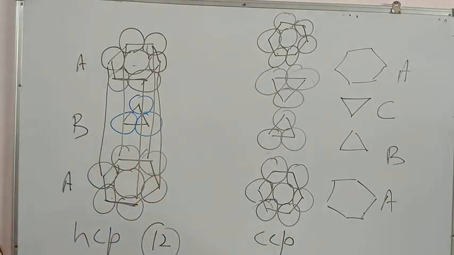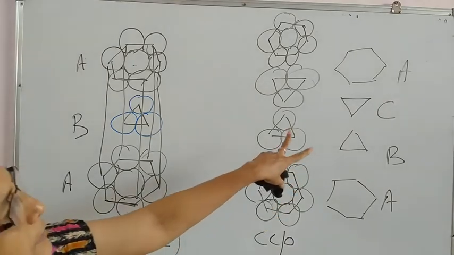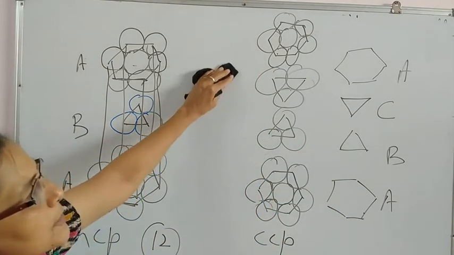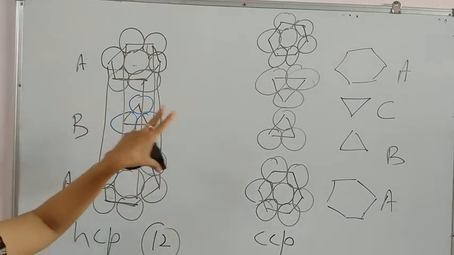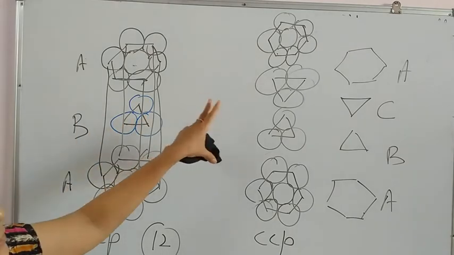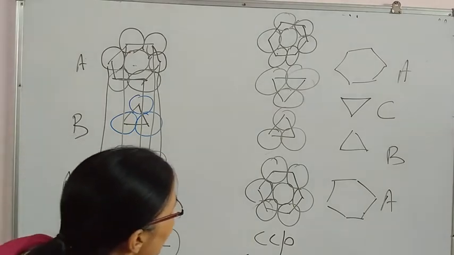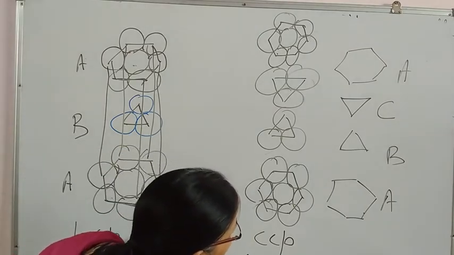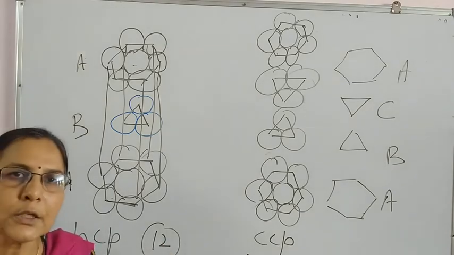If we can study a three-dimensional figure, then only we can understand that this one is ABC. You understood from the model. But on copy and pen, paper and pen, how to arrange, that is the clear picture here. So CCP and HCP both have coordination number 12. And packing efficiency for both arrangements is also 74%.